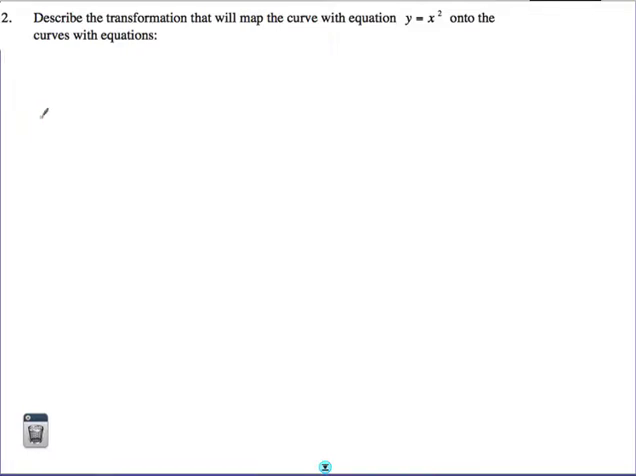Quickly looking at the question from the extra exercises that we had on Friday. This question is asking us to describe the transformation that will map the curve with the equation y equals x squared onto the curves with equations. For example, a question could be y equals x squared plus 4. Now, look at the question properly.